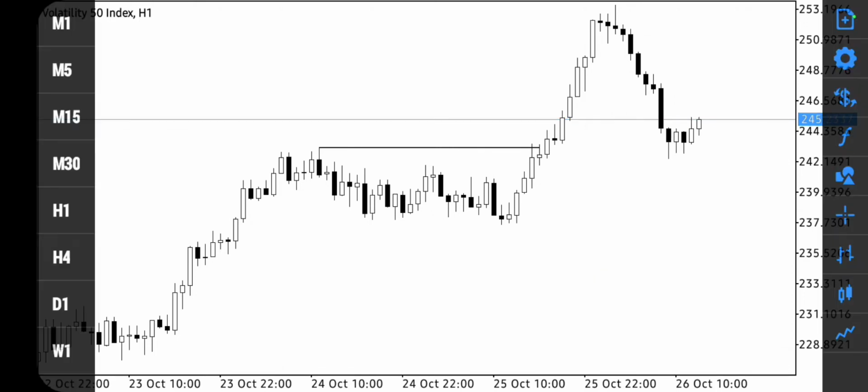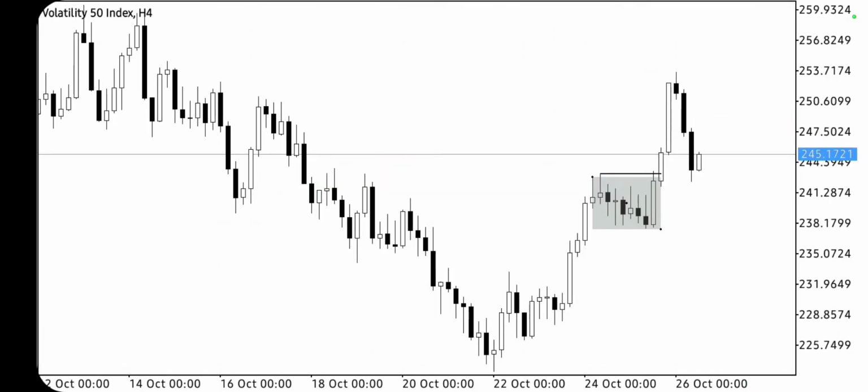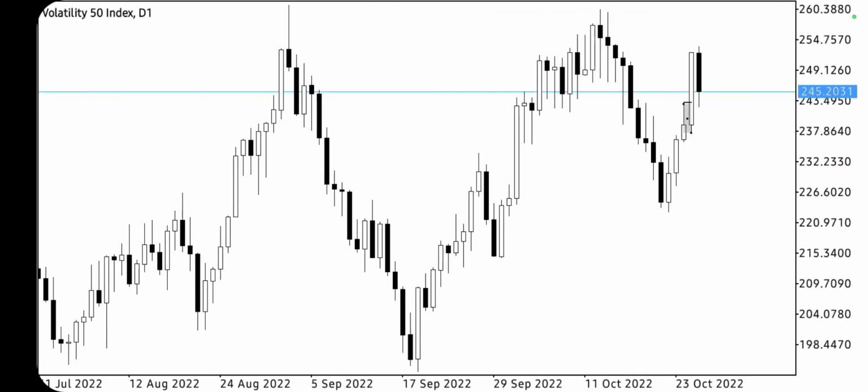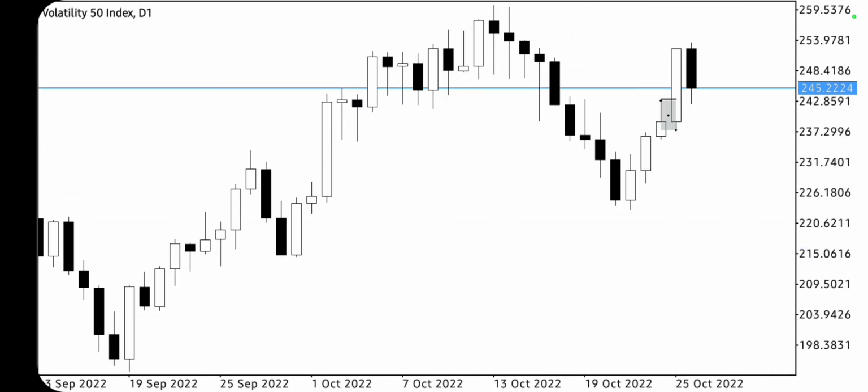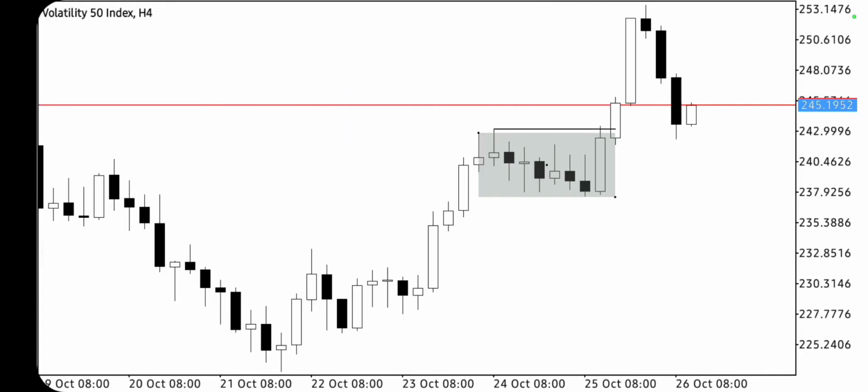So if I am to mark out a consolidating zone here, from here to here is our consolidating zone. If you look at the daily time frame, you can see it is presented on just one candle. So this is my consolidating zone.